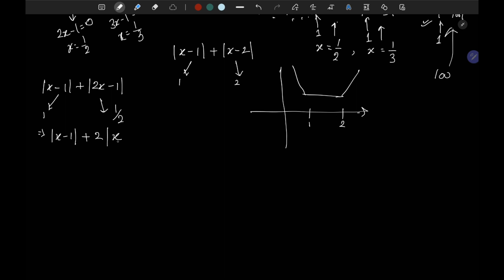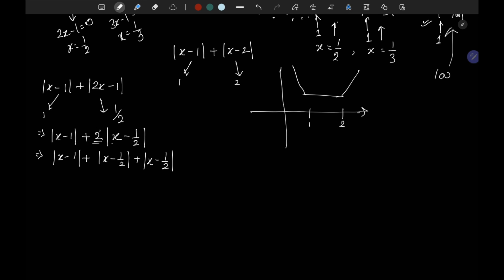The modulus of x minus 1/2 we would have, and the coefficient of x is 1, as you can see. So this will become modulus of x minus 1 plus modulus of x minus 1/2 plus modulus of x minus 1/2. We can treat these two as 2 different moduluses. So now what would happen?